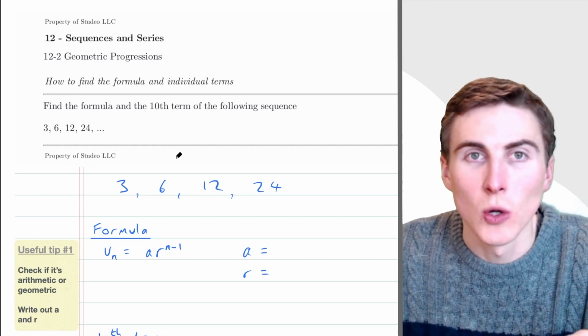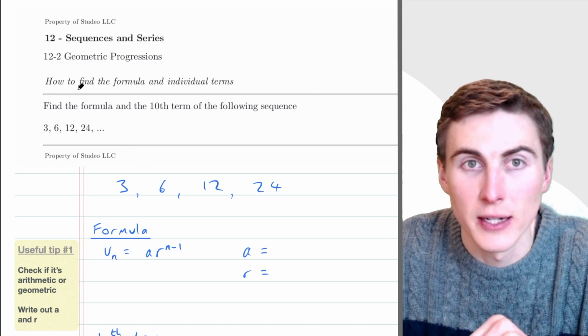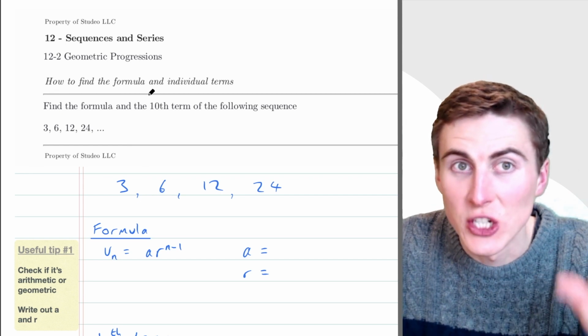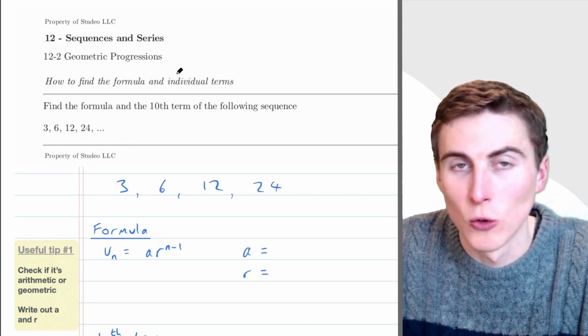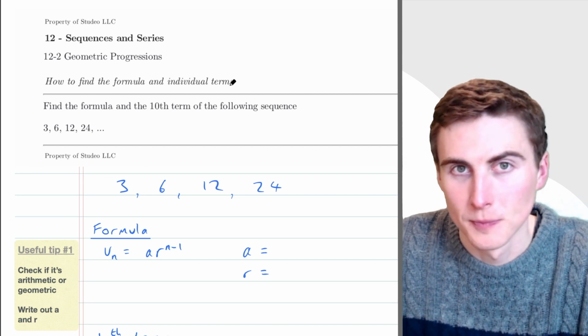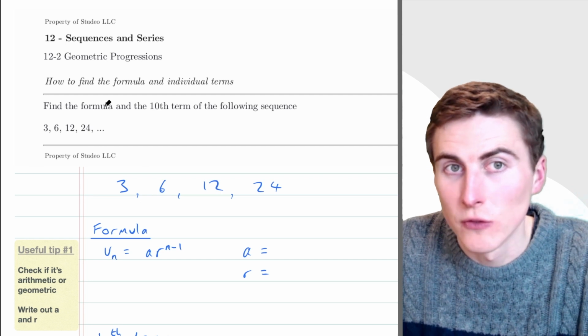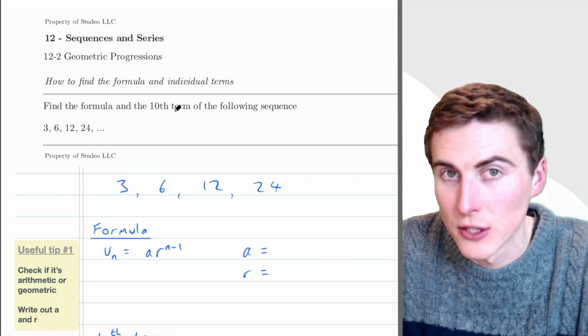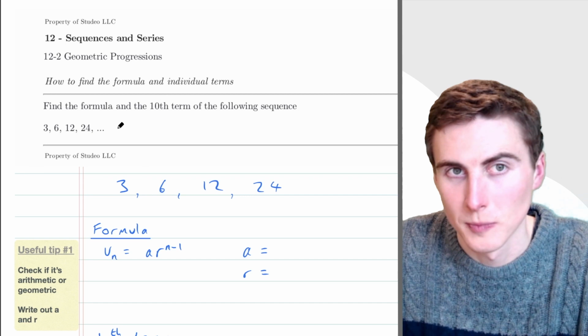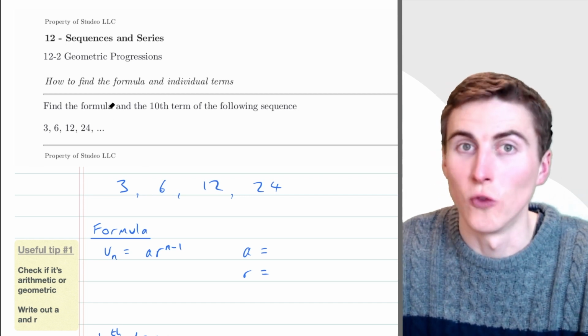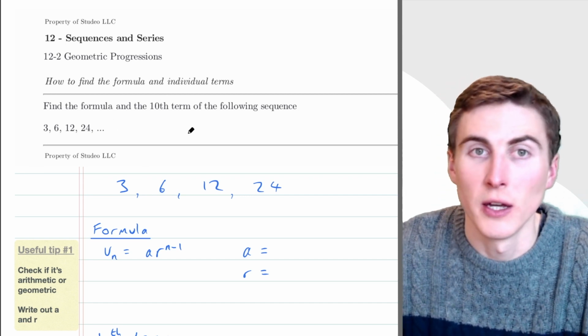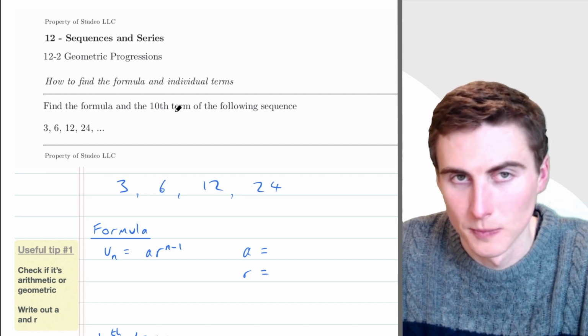So in this video we're going to look at how to find the formula for a geometric progression and also how to find individual terms. So a typical question would look something like this, where it says find the formula and find the 10th term for the following sequence. So we're going to have to find the general formula that describes the sequence, and then we also have to find a particular term.